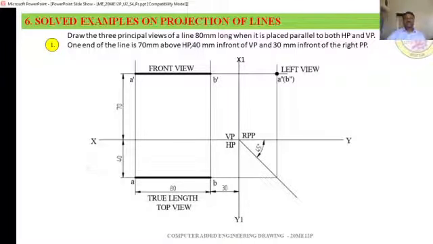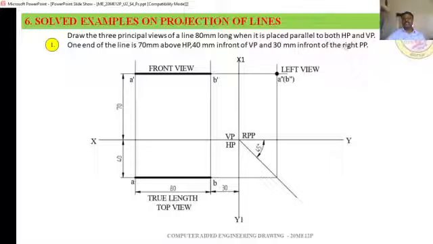Okay, let us solve some examples on projection of lines. The question will be like this. Draw the three principal views of a line 80 mm long, when it is placed parallel to both HP and VP. One end of the line is 70 mm above HP, 40 mm in front of VP, and 30 mm in front of the right PP.